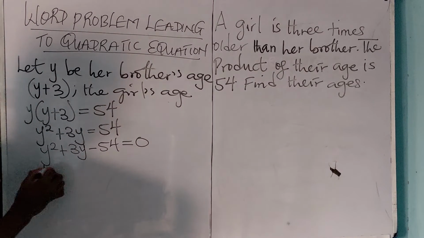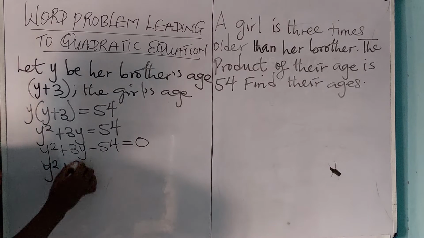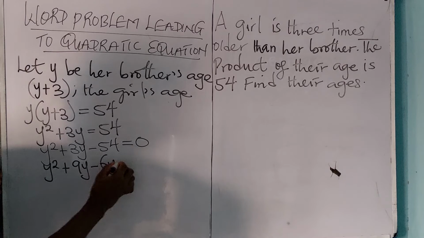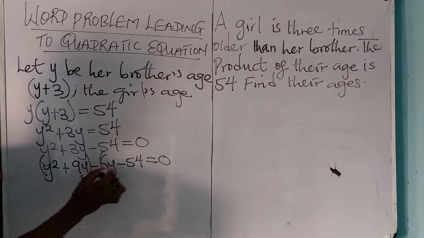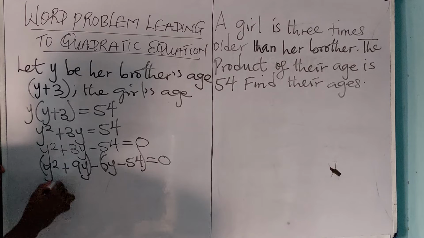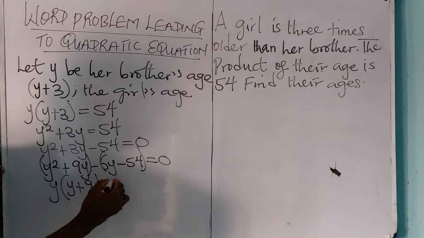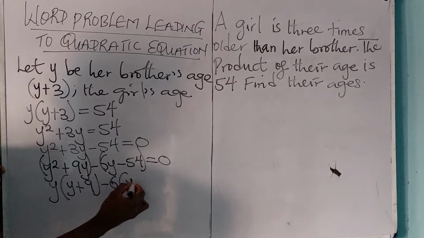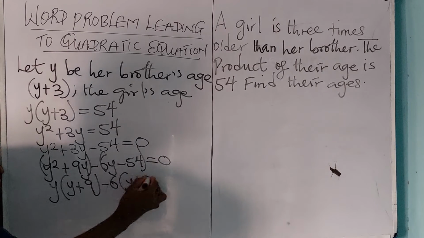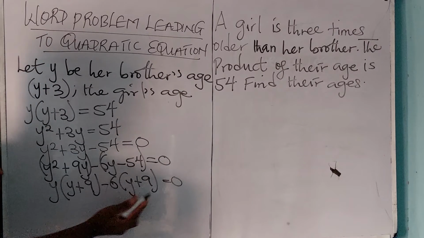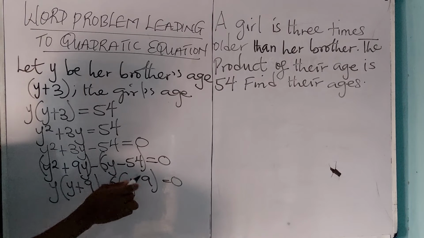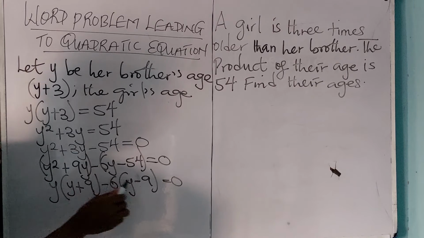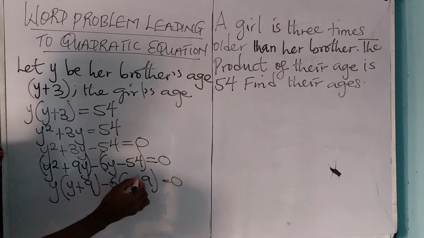Okay, it becomes y squared plus 9y minus 6y minus 54 equals 0. I can now put this into two expressions. Therefore, I'll now be having y open bracket y plus 9, minus, I'll bring out 6, then I have y plus 9 equals 0. You don't say minus 9, all right, because minus times plus is minus. If you put minus here, because there's minus here, you're wrong, because minus times minus is plus, but you have minus here, so it is y plus 9.